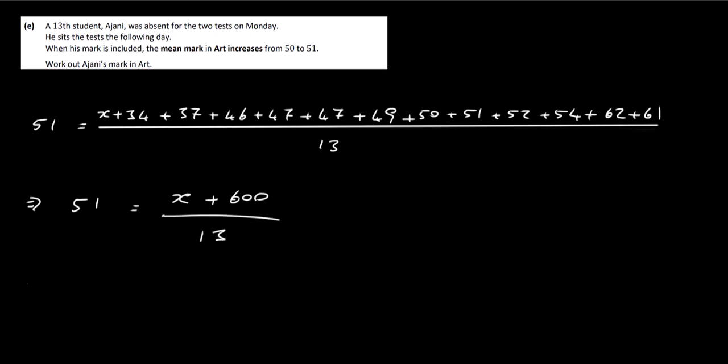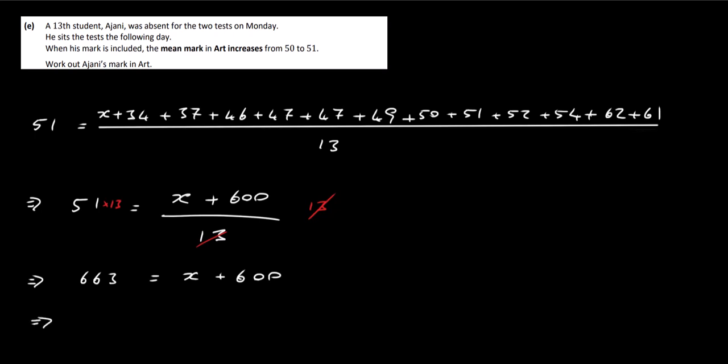Divide by 13. What you can do then is, well, there's a 13 on the bottom here that's dividing into the top. So to get rid of that 13, what you would do is multiply by 13. And you would need to multiply this side by 13 as well. That will cancel with that. And what you've got to do then is just multiply 51 by 13. That's 663. So that's equal to x plus 600.